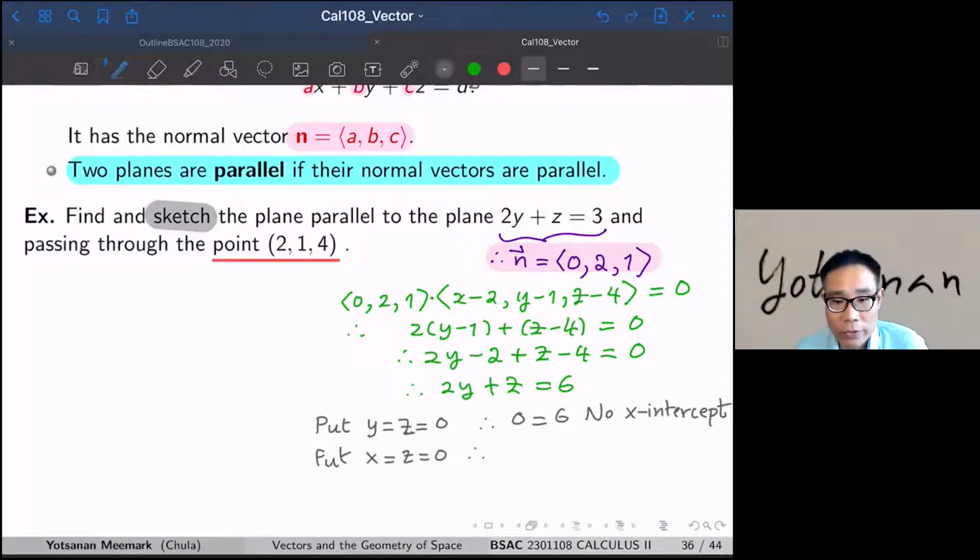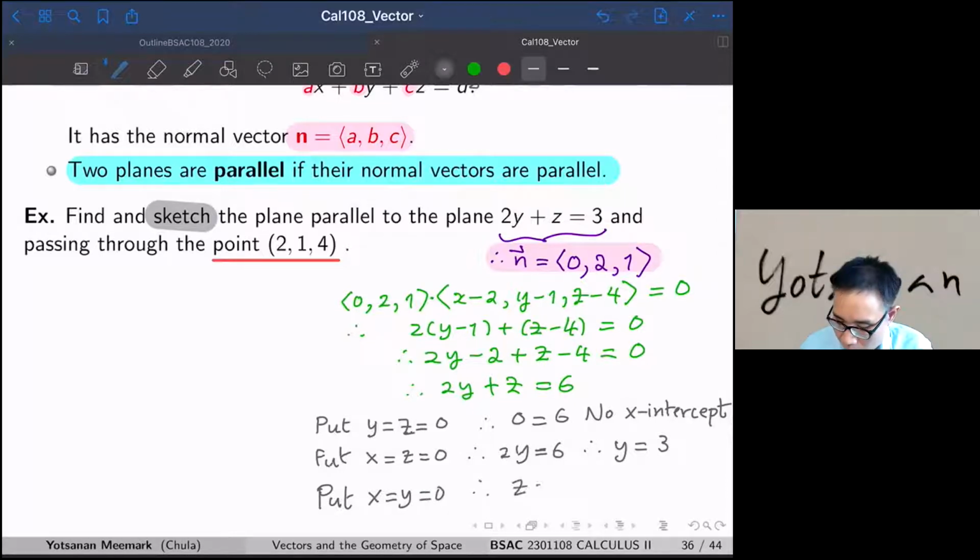Okay, so you put x and z equal to 0 and you solve for y, so you get 2y equal to 6. So you would get y equal to 3. And the next one, you put x and y equal to 0. So you're going to have z equal to 6.